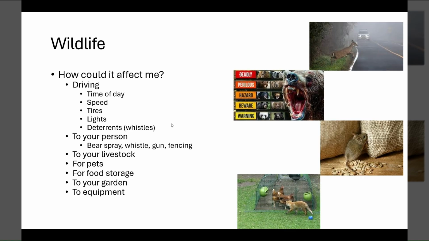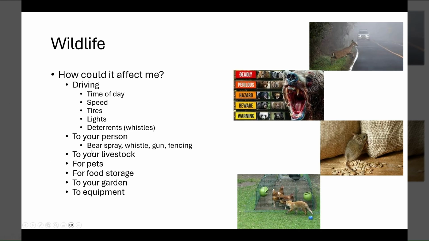You could have good tires, right? Make sure your vehicle is in good condition. Have your lights on. Put them physically on. Don't just rely on the fog lights or whatever automatic your vehicle does. Take some responsibility and put your lights on. You could have deterrents on your vehicle, like those little whistles you can put on your bumper to help make the animal aware of your vehicle.